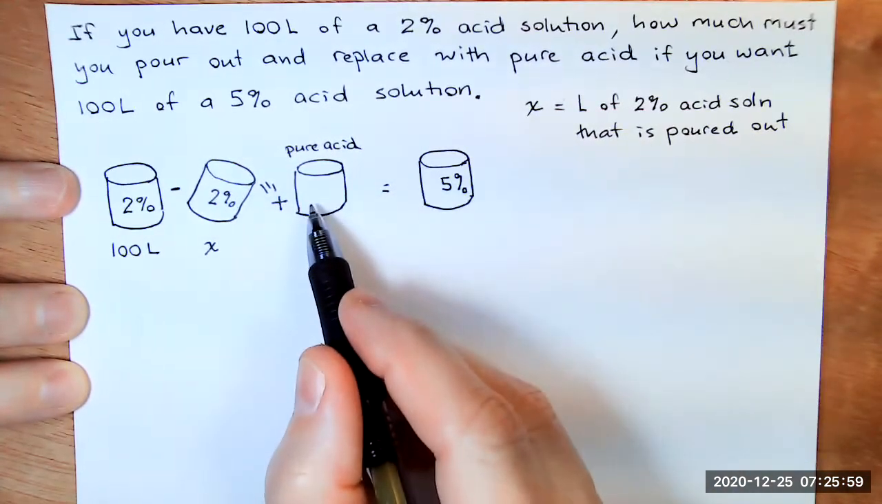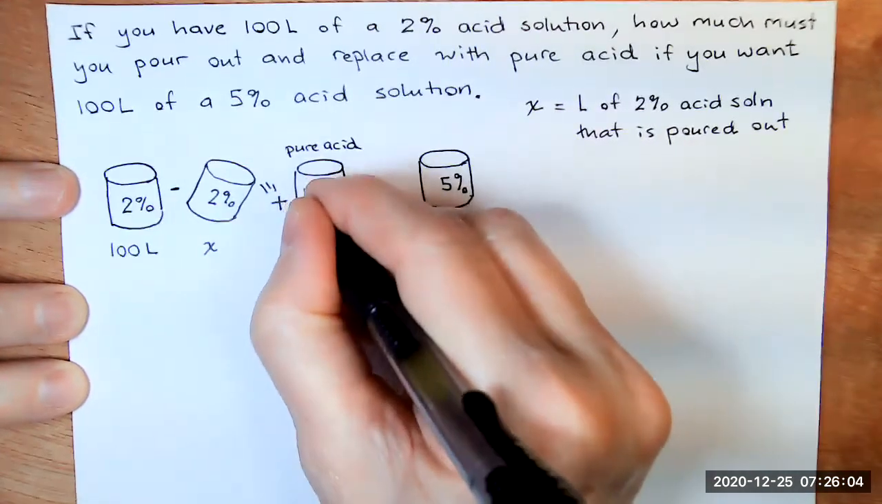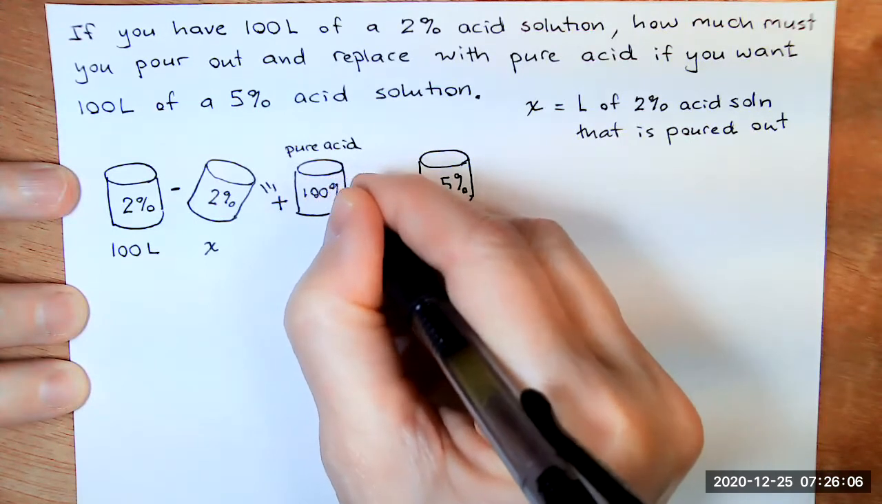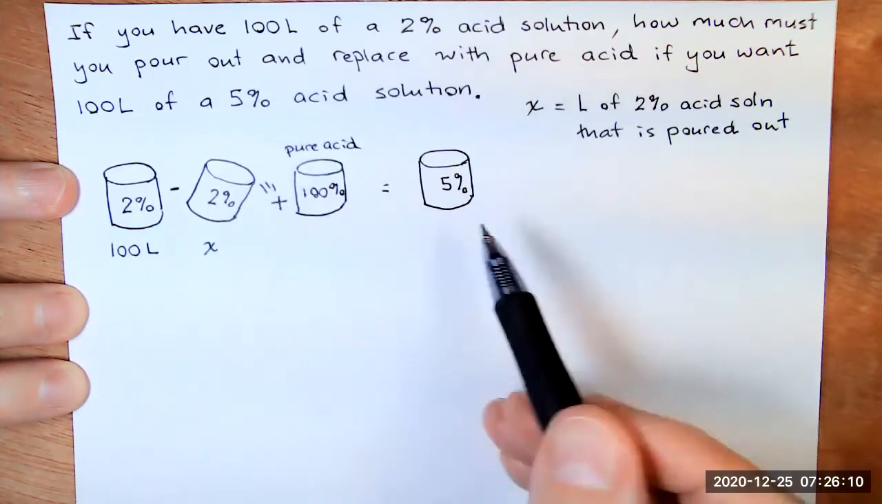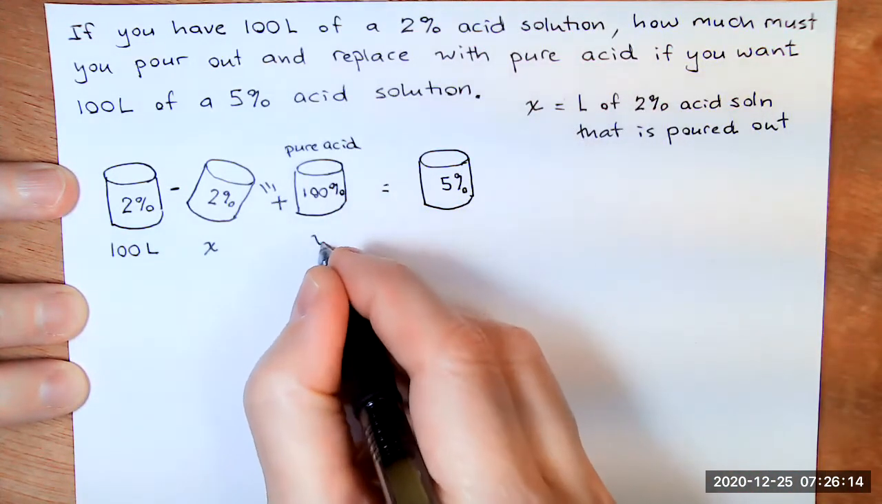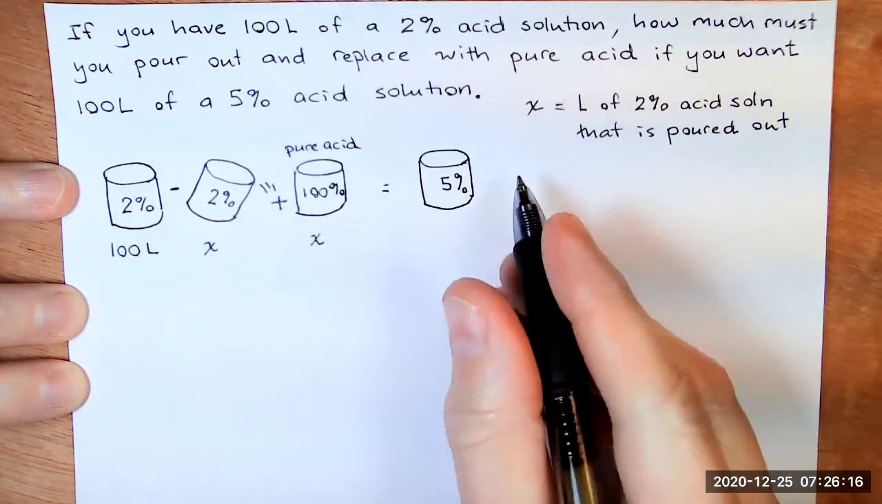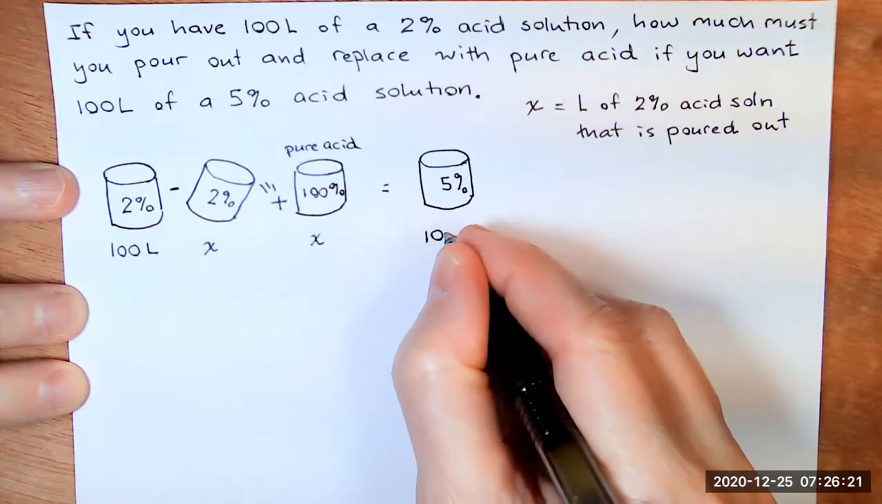with pure acid. Well, what percent acid is pure acid? That would be 100%. And how many liters of the pure acid? Well, it's the same amount that we poured out, so that would also be X. And then we're going to end up with 100 liters.